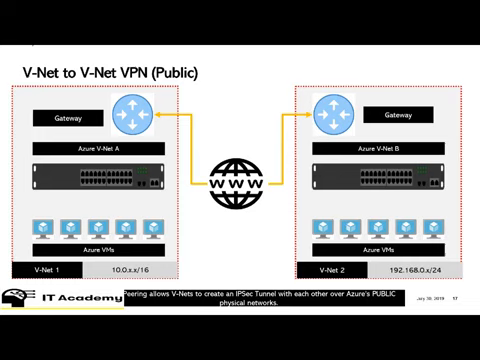However, it's important to bear in mind that if I'm using a VNet to VNet VPN that spans multiple Azure regions, I will have to pay for the traffic egress as it goes from one region to another, whereas within one region, it will be free.